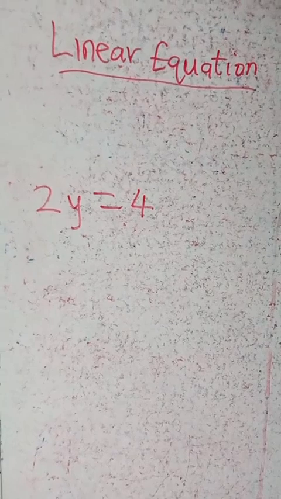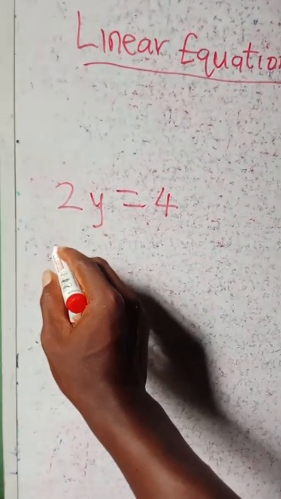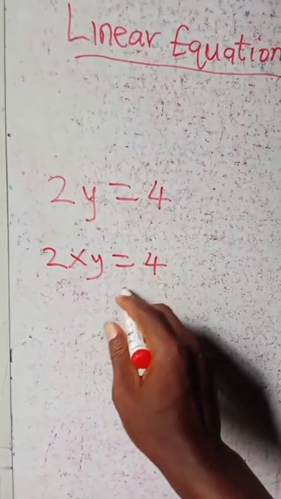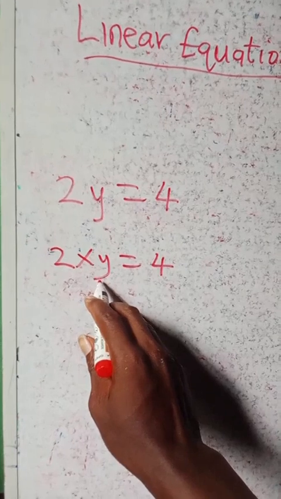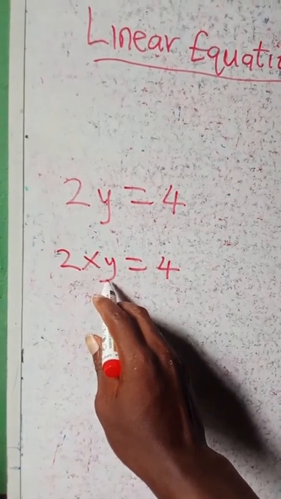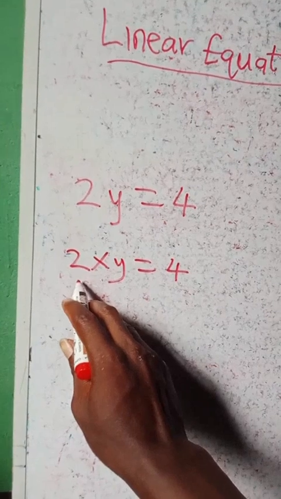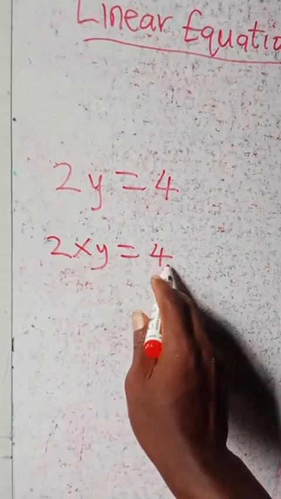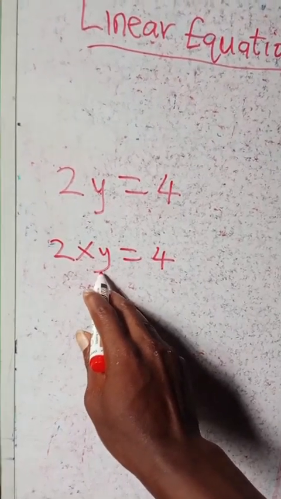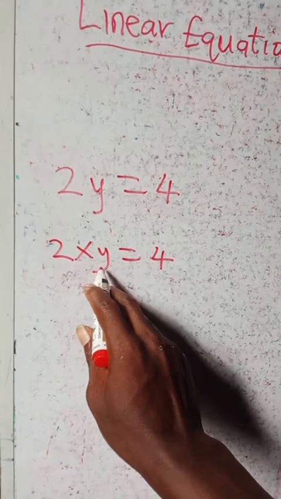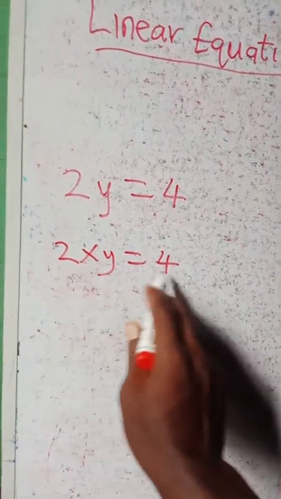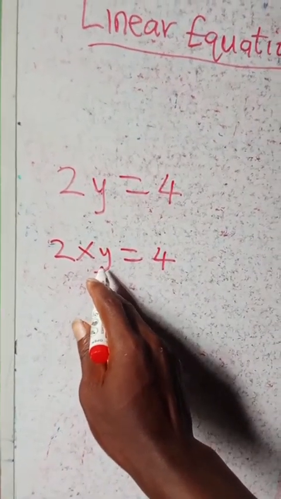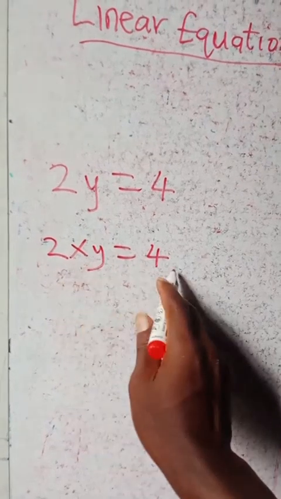Now what this means is this. It means 2 times y is equal to 4. But you don't know what y is. This means what times 2 will give you 4. That is the meaning. What times 2 will give you 4. You don't know y. So, in order to get that number that will multiply by 2 to give you 4, I know that you know that the answer is 2. Okay? That it is only 2 times 2 that will give you 4.